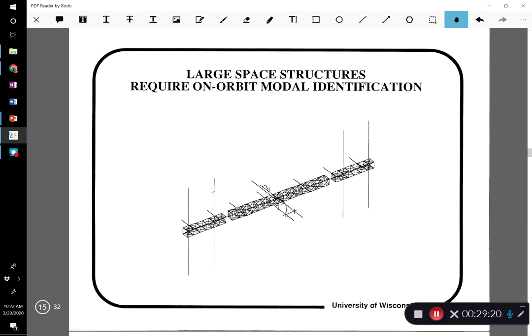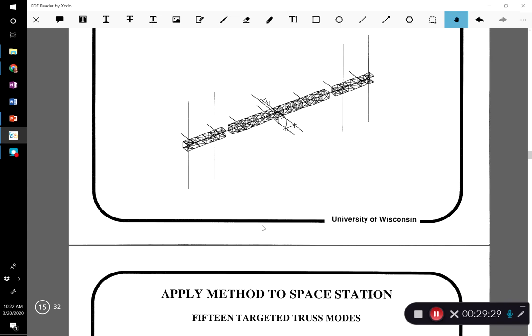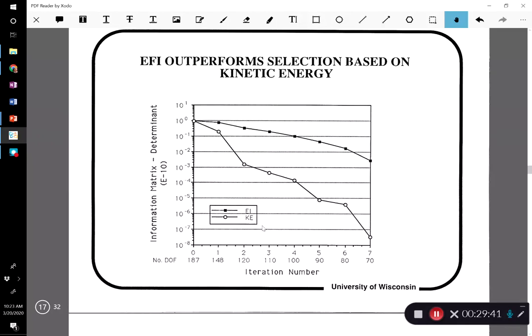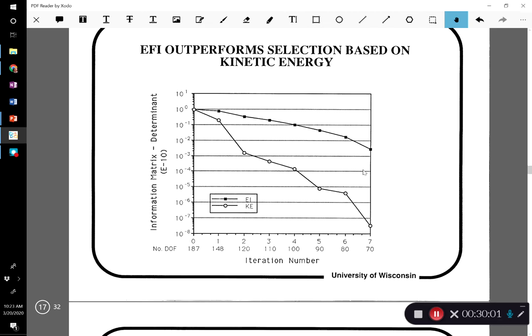And it's complicated, right? You have these solar arrays, you have some flexible parts, some stiff parts, some massive parts. It's not trivial just to look at this and figure out where would be a good place to place sensors. Their goal in this case was to measure all of these modes of the space station. And so Kammer did a study where he looked at effective independence versus just the kinetic energy method that we talked about earlier, and using these to rank and to reduce a candidate set down from 187 down to 70 sensors. And this is what he was able to come up with.